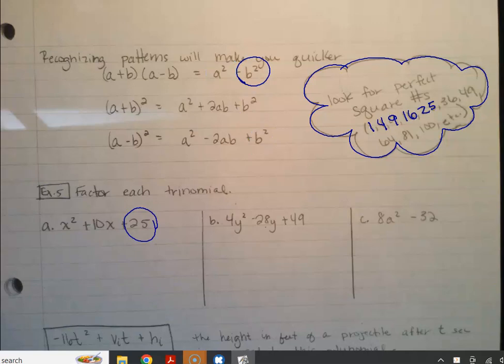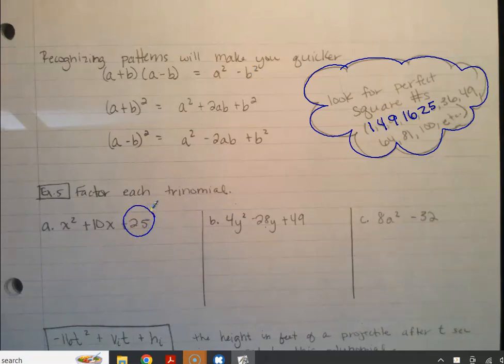So if we look back, we talked about these conjugates. If we have the quantity a plus b times a minus b, it gives us the binomial a squared minus b squared, which has that perfect square in it. So in example 5, it says factor each trinomial: x squared plus 10x plus 25. The perfect square is 25.